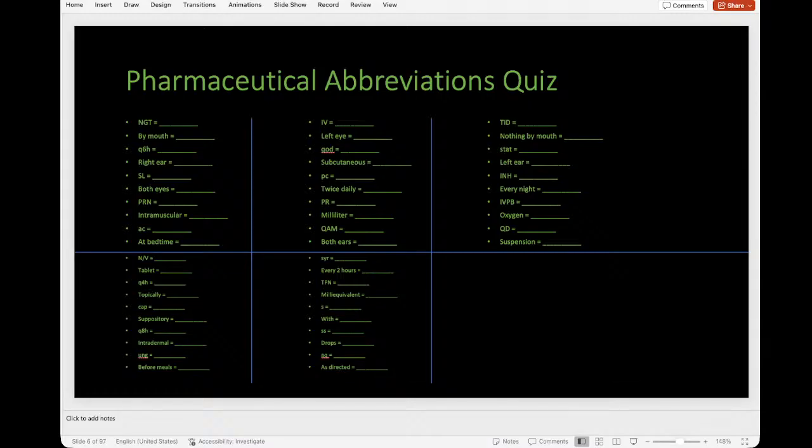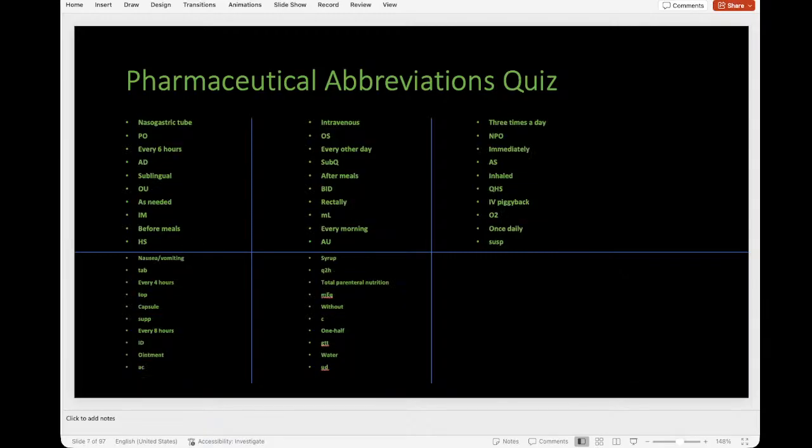Another quiz. This is a quiz on the pharmacy abbreviations. There are quite a bit here that you can use to practice, and here are the answers to them, so you guys can take a look and see what they are.